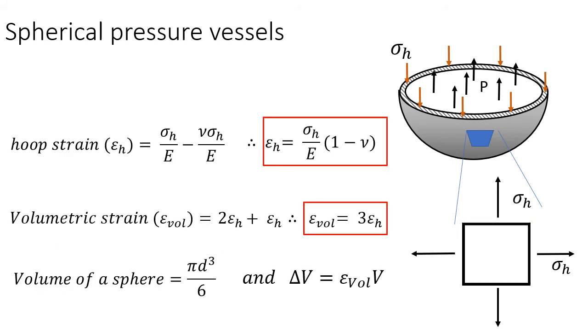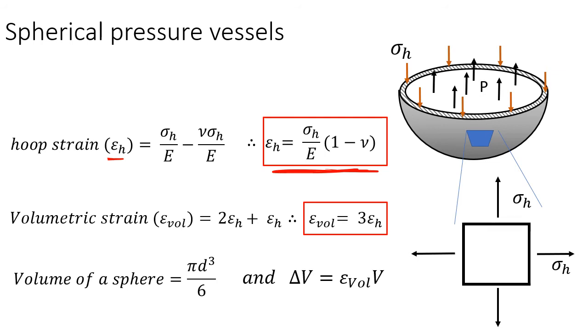The same relationships hold for the strain in a spherical pressure vessel as they do for a cylindrical one. So for our strain, in this case, it's going to be the same in all directions. Then our hoop strain is the hoop stress over the Young's modulus minus Poisson's ratio multiplied by the stress in the orthogonal plane, which again is the hoop stress. So it's Poisson's ratio times the hoop stress over E. We can just combine that into a more elegant format here in the red box.